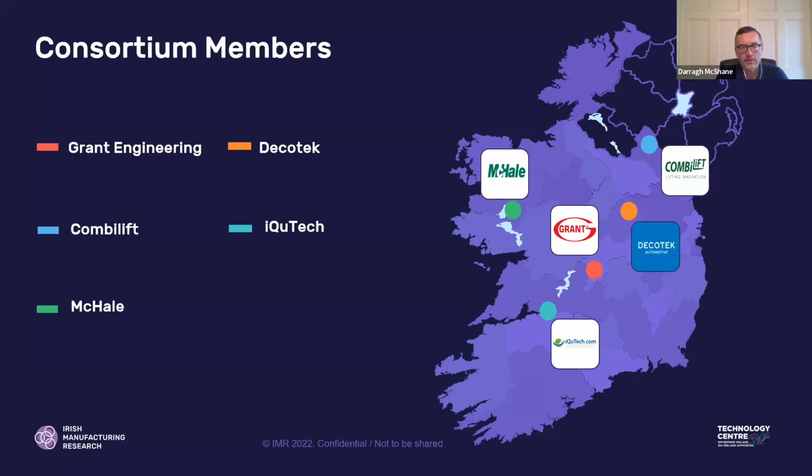We had Combi-Lift up in County Monaghan, who manufacture forklifts for a huge range of applications, and are a huge global exporter. Again, we have Decotech, who manufacture automotive trim products, one of our higher volume partners in this case, based in Westmeath. And we had McHale, who are a highly successful manufacturer of agricultural equipment.